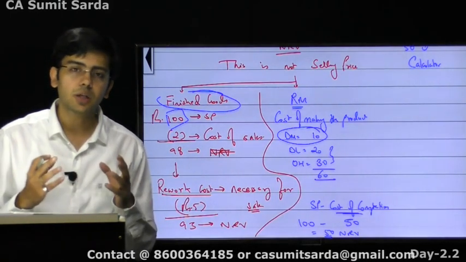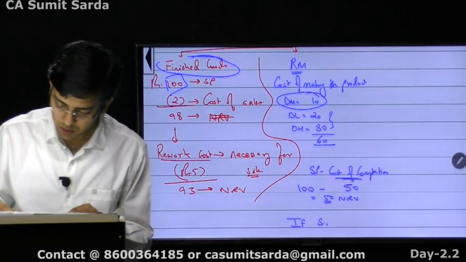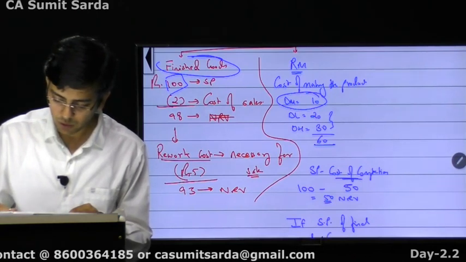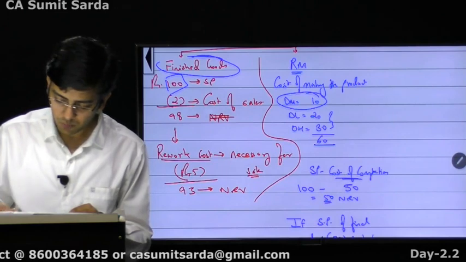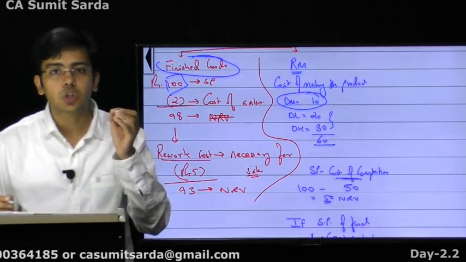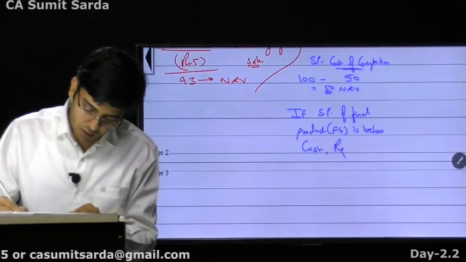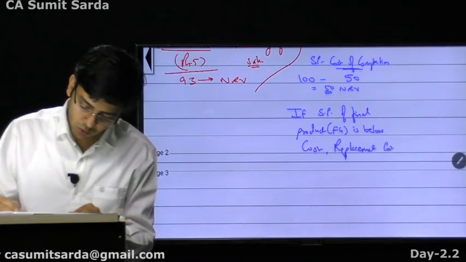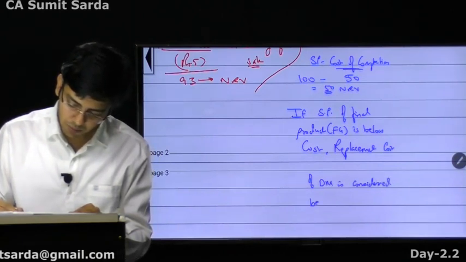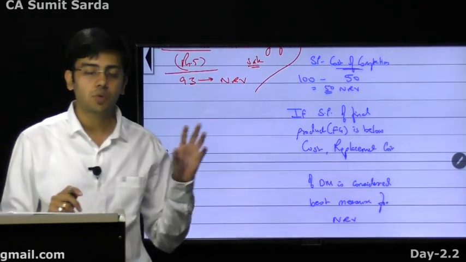So in accounting standard 2, what is written? For raw material, it is written that if the selling price of the finished goods is below cost, that means you are selling the finished goods below the cost at which we have made the finished goods, then the replacement cost of direct material is considered the best measure for NRV. We need to understand this concept.